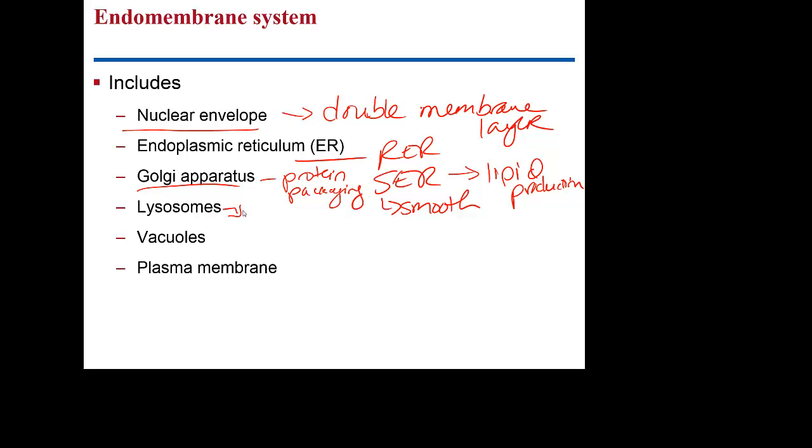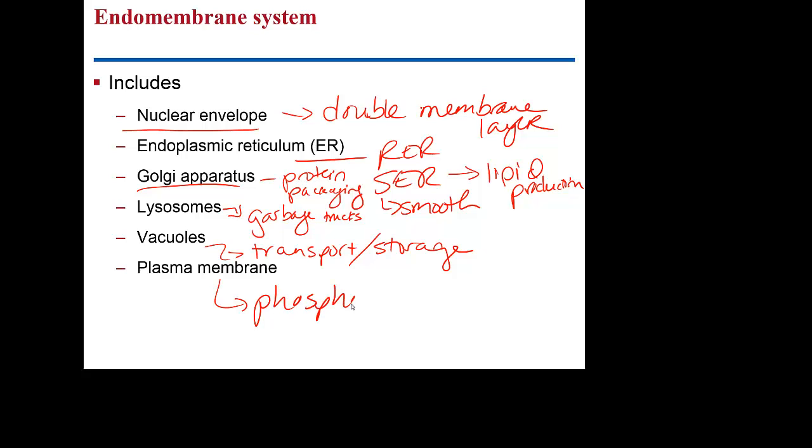Lysosomes, we said, were what? The garbage trucks. They're responsible for breaking down materials and recycling. Vacuoles are transport or storage. And then the plasma membrane, you already know, that's the phospholipid bilayer on the outside that surrounds the cell.